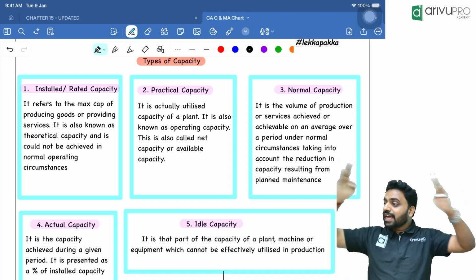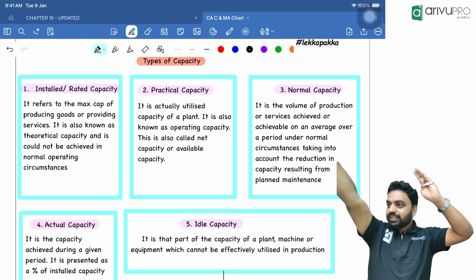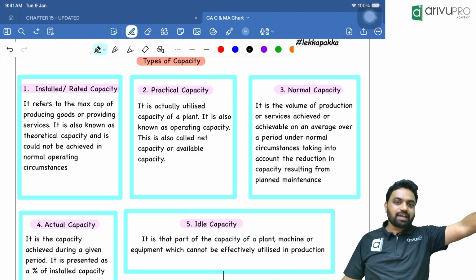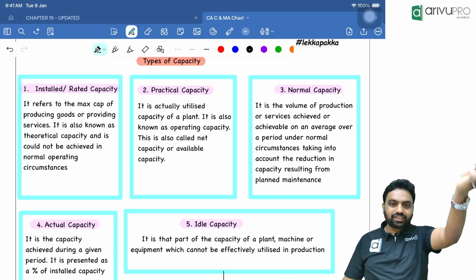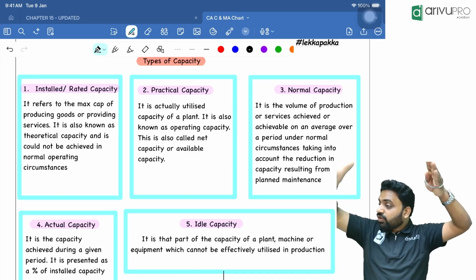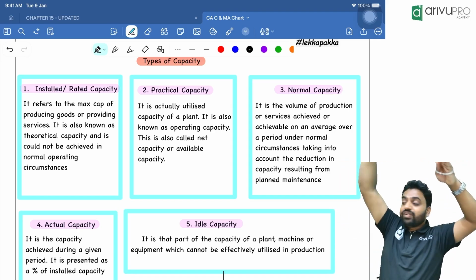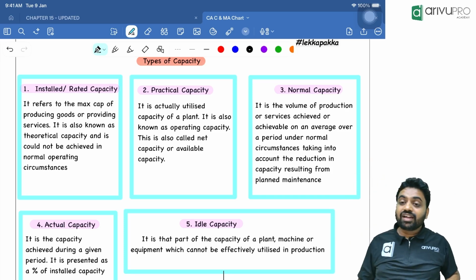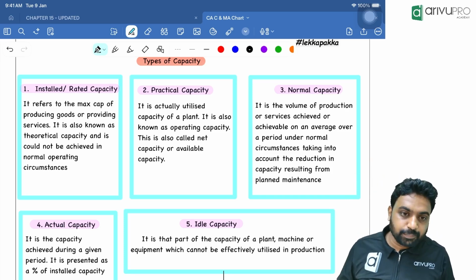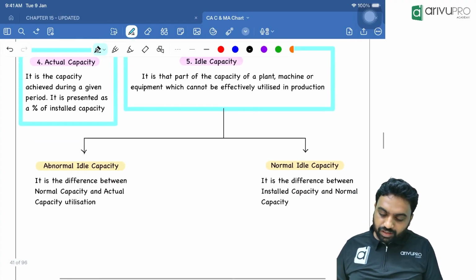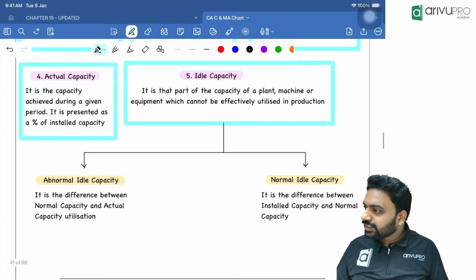Now this 4 lakh is your total idle capacity. In that 4 lakh, 2 lakh 50 is normal idle capacity, because you know that due to planned things. Whereas the other 1 lakh 50 is there now: where you planned 7 lakh 50, you are able to work only for 6 lakh units. Now that 1 lakh 50 will be your abnormal idle capacity. Got it? Hope you guys understood.